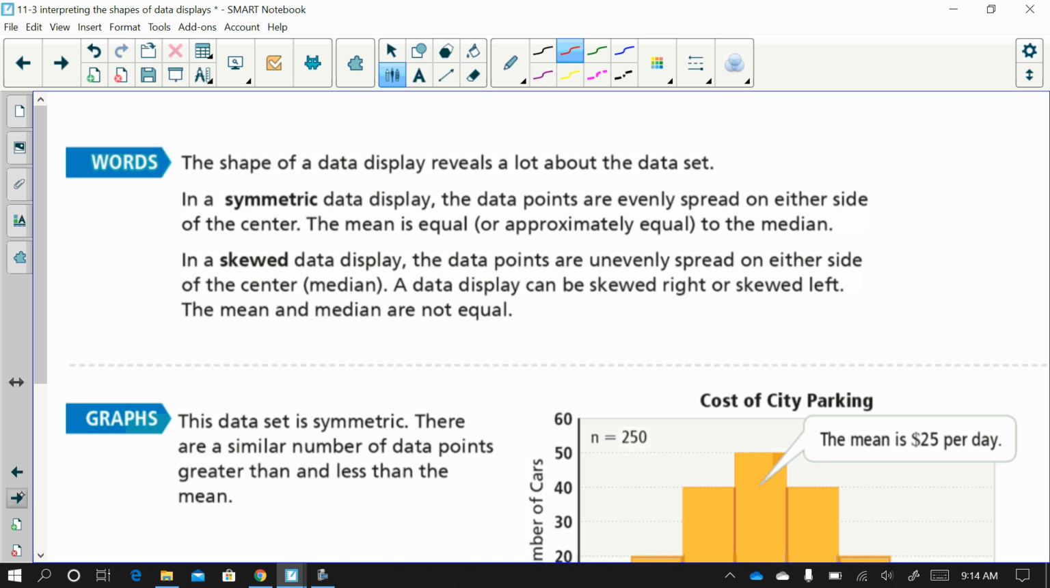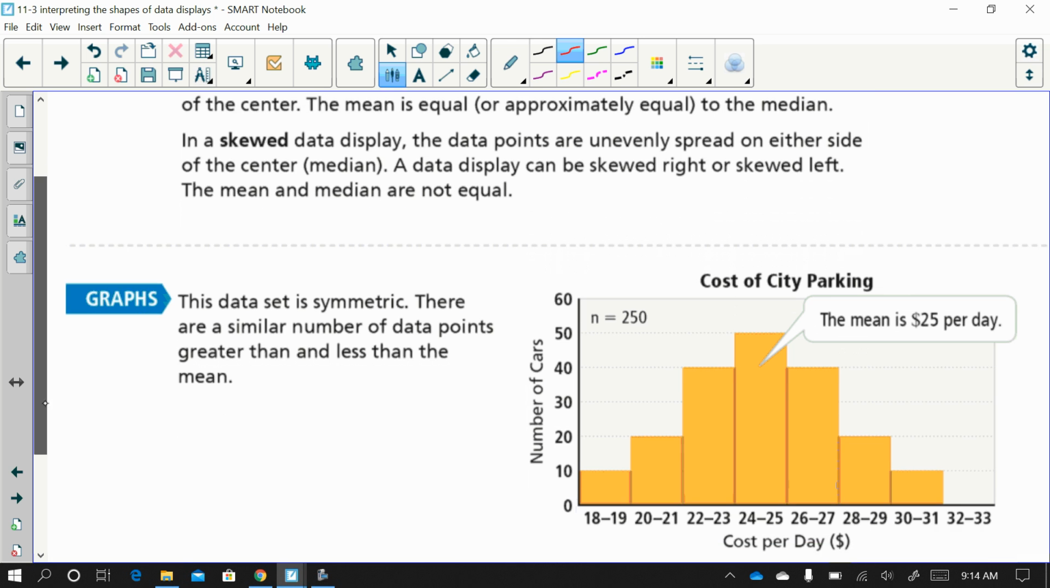The shape of a data display reveals a lot about the data set. In a symmetric data display, the data points are evenly spread to either side. The mean is equal or close to the median. When the data is skewed, the data points are unevenly spread on either side of the center, which we call the median. A data display can be skewed right or skewed left. That means my mean and my median are definitely not equal.